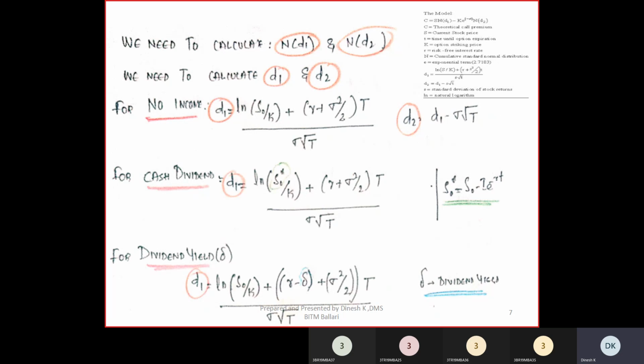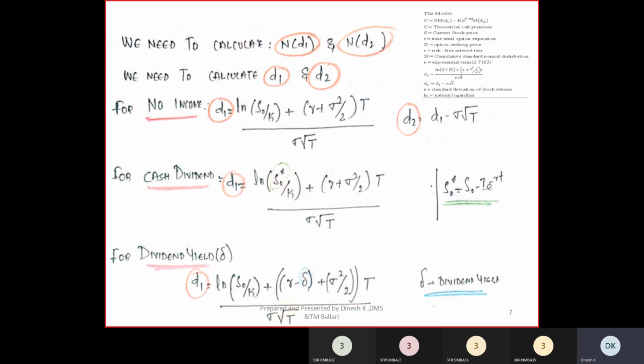R stands for the risk-free rate, that is the treasury bill rate prevailing in the market, plus standard deviation square. Standard deviation is symbolically the volatility, so whatever standard deviation has been given, we need to square it. If the variance is directly given, we don't have to square it. Standard deviation square divided by 2, plus the risk-free rate.